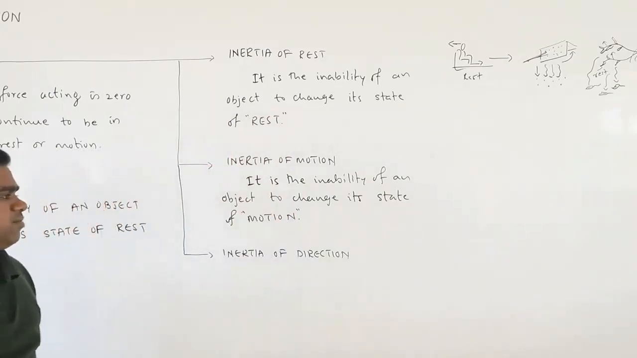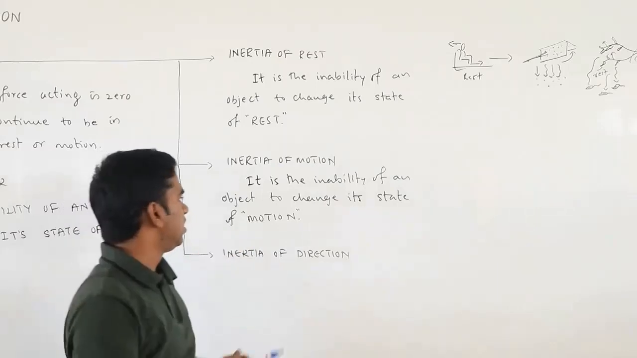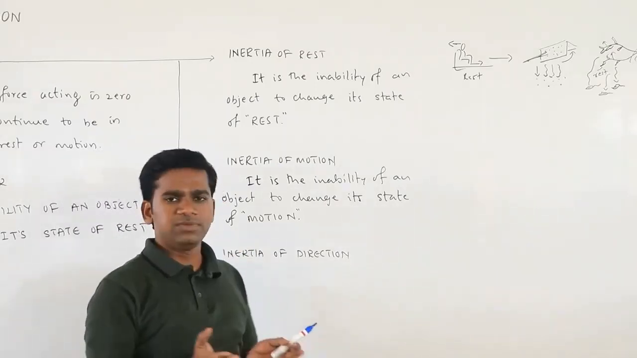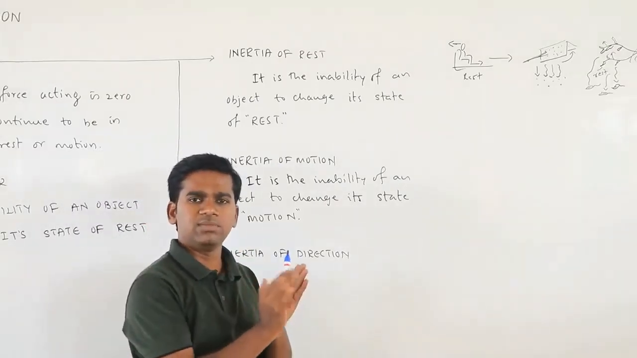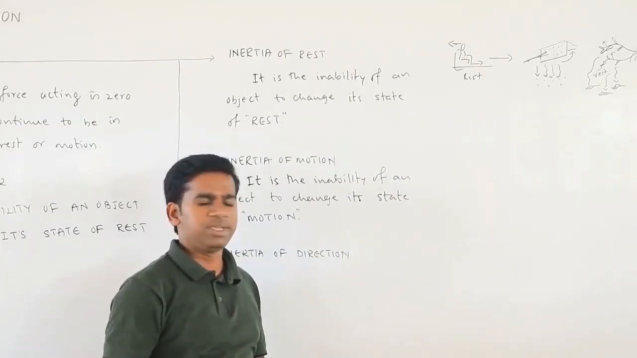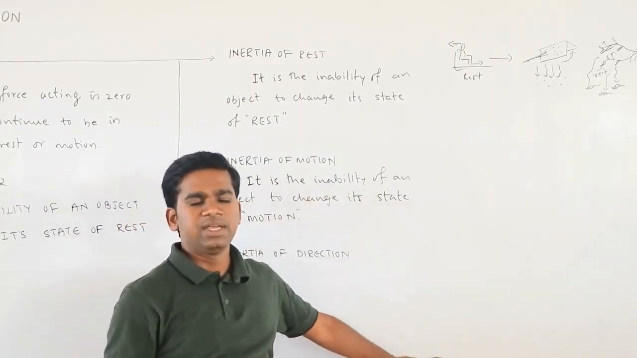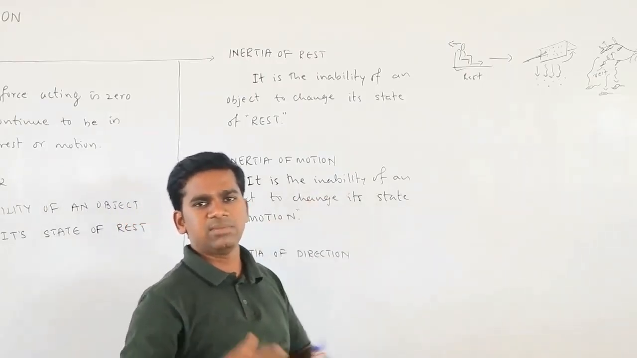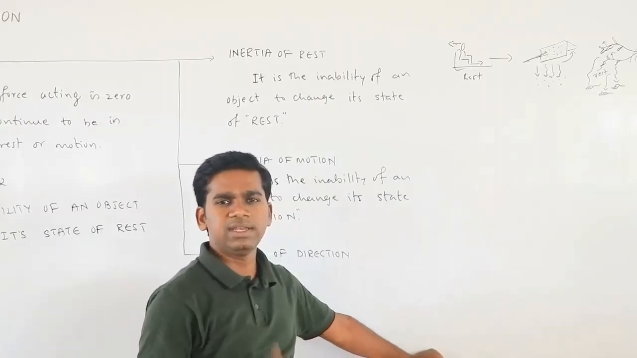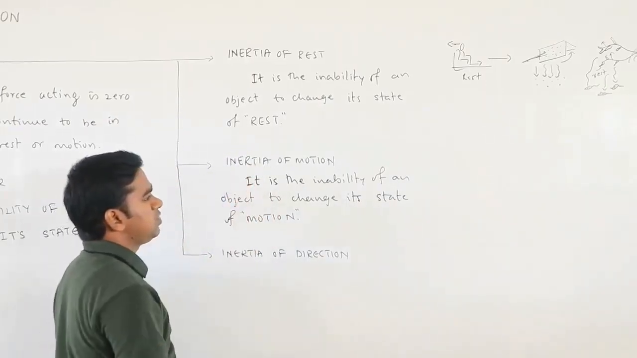So if a body is continuously in the state of motion, suddenly it is not possible for the body to come to rest, or to change its state of motion to rest. That is what we can say, its inability. It is not able to change itself. If something is moving, unless some opposing force acts on it, it can't stop. So that is what we call the inertia of motion.